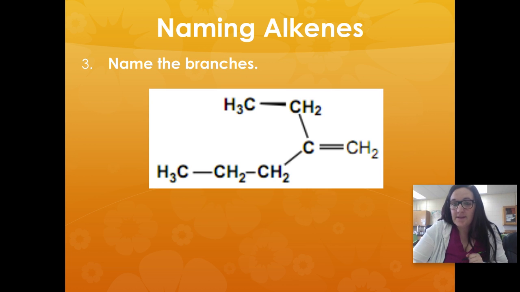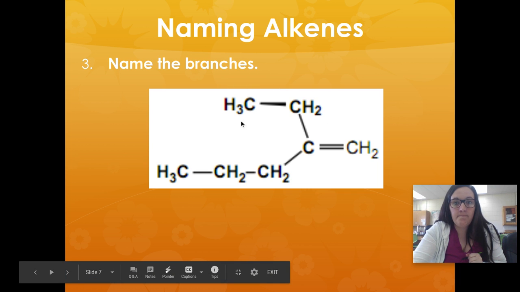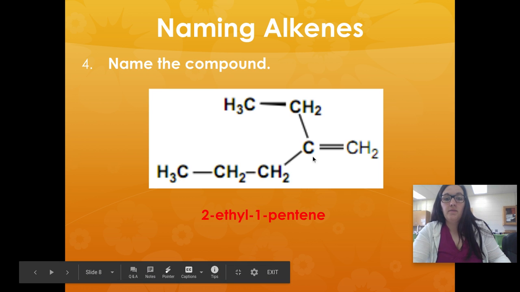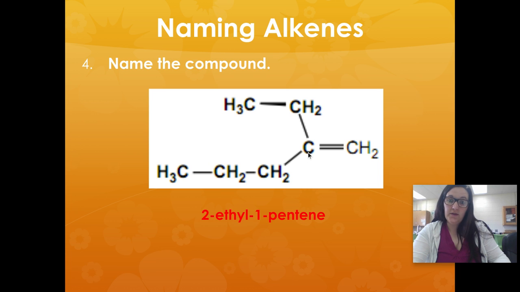Then I'm going to name my branches. So this is a side chain, and there are 2 carbons in it. Just like before, when I have a 2-carbon side chain, I call it ethyl, with the ending Y-L. And then I'm going to name it based off the number of the carbon it comes off of. So for this compound, I'm going to end up with 2-ethyl. My side chain comes off the 2nd carbon. It's an ethyl group. Dash 1-pentene. So my side chain's carbon number, my side chain name, my number from my parent chain, and my parent chain's name: 2-ethyl-1-pentene.